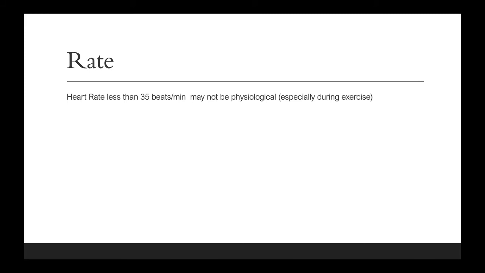Sinus bradycardia is a very common cause, and most of the causes of sinus bradycardia are physiological, like people who are athletes, farmers, active people, young people who have a normal heart rate. But if you have a heart rate less than 35 beats per minute, especially when they are exercising, it could be a clue that this low heart rate might not be physiological.